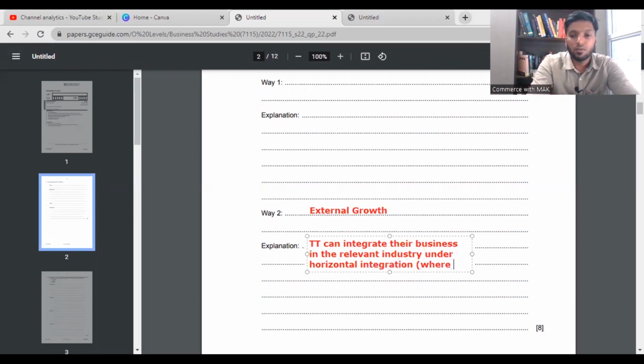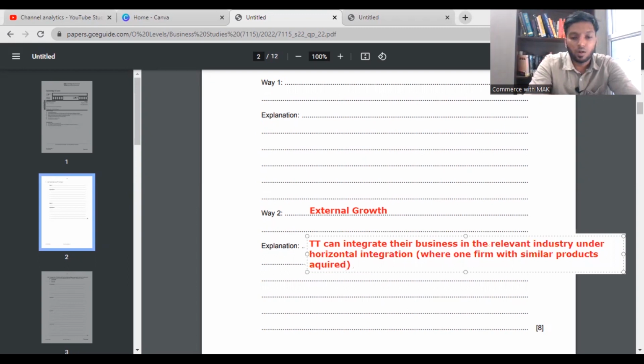where one firm with similar product merges, acquires another firm. One firm with similar product is acquired. So the better term is acquired. So this is horizontal integration, but I'm not yet done.